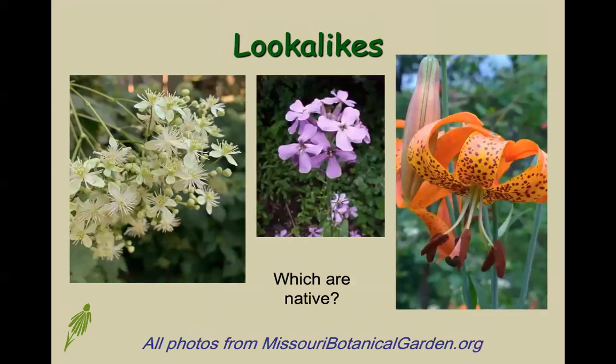So lookalikes. Which of these do you think are native? Well, I'll tell you what. The ones on the outsides are native, but they sure look a heck of a lot like the non-natives. And the one in the middle is Dame's Rocket, another one I have kind of a personal relationship with. You can tell it's Dame's Rocket not only by the time of year that it blooms, but also because it has four petals, four petals for Dame. And if it was phlox, it would be five letters, five petals for phlox.